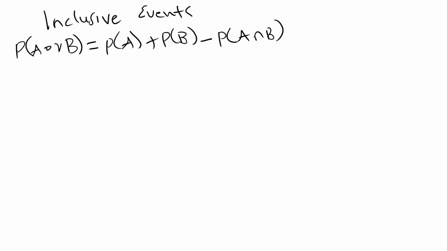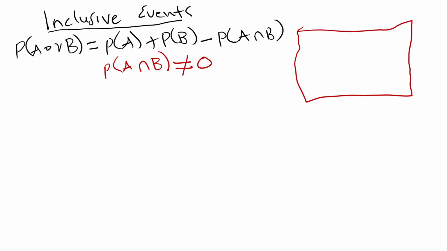So for inclusive events, the probability of A or B is equal to the probability of A plus the probability of B, subtract the intersection of A and B. For inclusive events, the intersection of A and B should not be equal to 0, since A and B share the same element.